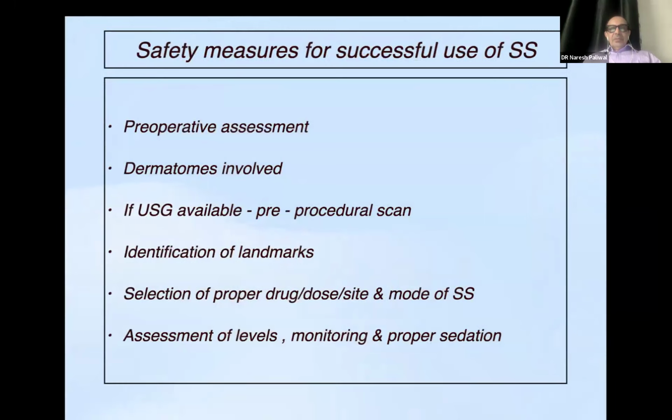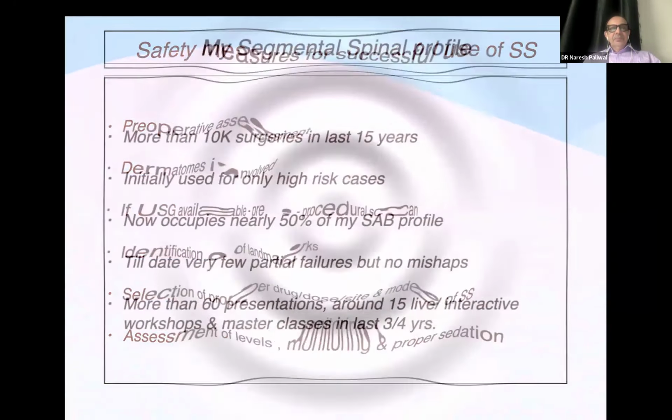There are some safety measures for successful use of segmental spinal. You need to do a thorough preoperative assessment. What are the dermatomes that will be involved in that particular surgery? If ultrasound is available, you can do a pre-procedure scanning. Identify the landmarks, and select the proper drug, dose, site, and mode of segmental spinal. After giving spinal, you need to assess the levels, monitoring, and proper sedation.